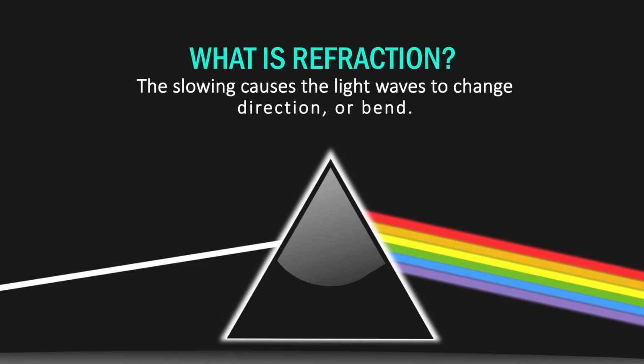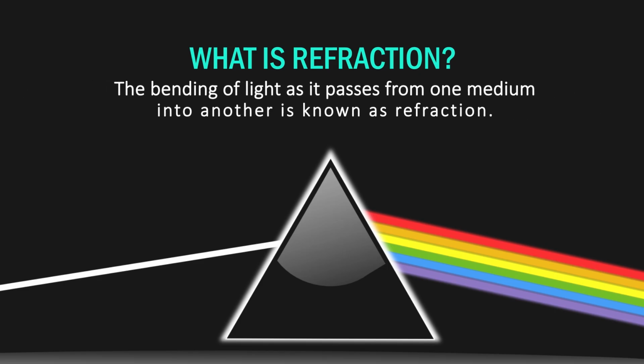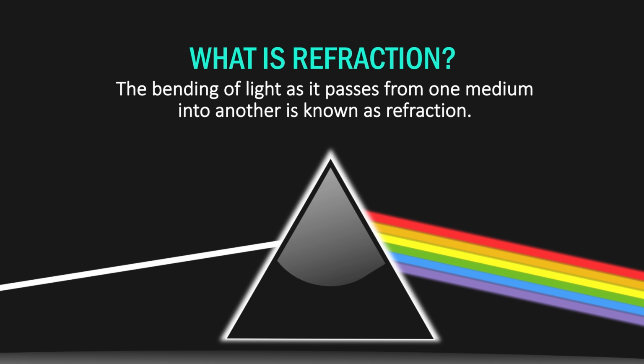The denser the medium, the slower the pace of the light. And this slowing basically causes the change in the direction of the light waves, or we call it bending. So the bending of light as it passes from one medium to another is basically known as refraction.